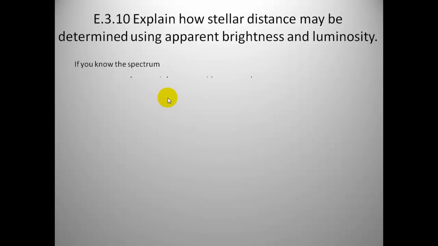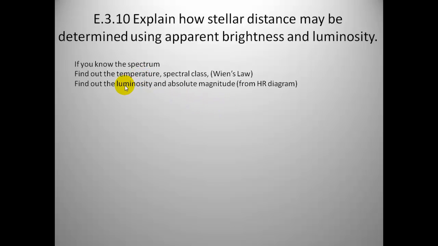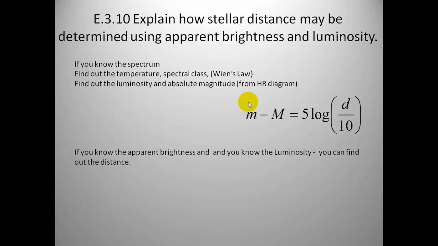So if you know the spectrum, and you know the spectral class, and you can find out the temperature, you can find out the luminosity and absolute magnitude from looking on the HR diagram. When you know the absolute magnitude and you're able to work out the apparent magnitude, use this equation, that gives you the distance. Okay, so we have the distance. How do we find out the brightness from it? Well, the brightness is going to be equal to the luminosity divided by 4 pi d squared. So if you know the distance, you know how bright it appears to us, you can find out what its intrinsic luminosity is.